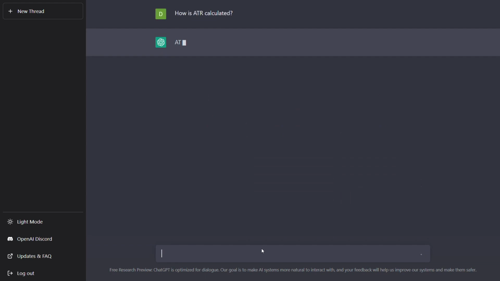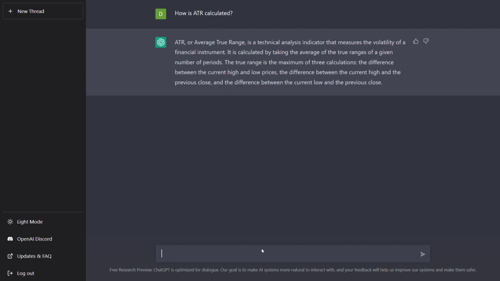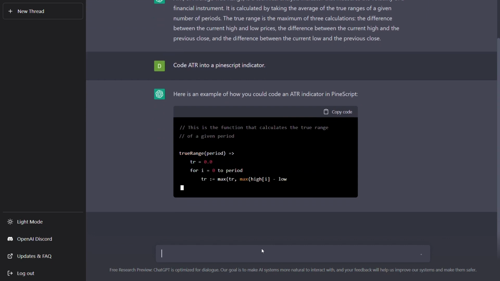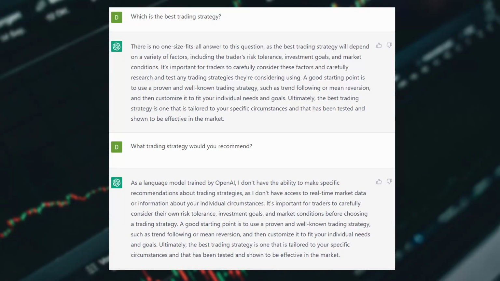Have you heard about ChatGPT? If not, this is an amazing AI tool that can answer your questions, write program codes and much more. But can it give me useful ideas for trading? I put ChatGPT to the test by asking it for the best trading strategy, but it couldn't give me a clear answer because it can't provide any financial advice.